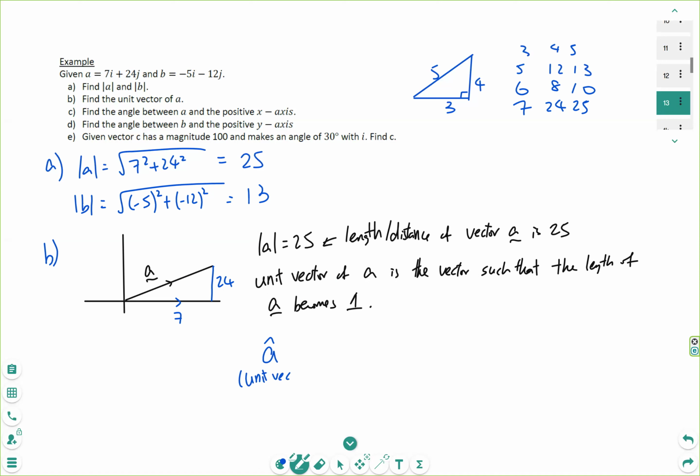Just a way of writing unit vector. Unit vector of A equals 1 over 25 of A itself, so 7i plus 24j. So that's what unit vector means. Unit vector means what's the scale factor? Scale factor in here is 1 over 25 because A was 25.